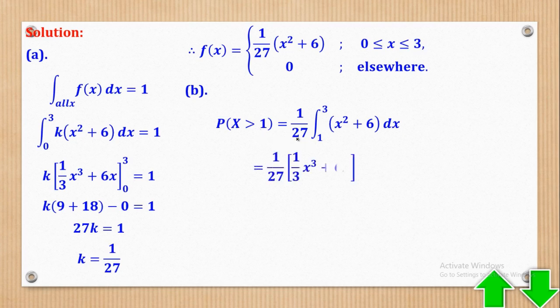So when I integrate, the formula still remains: increase the power by 1, divided by the new power. So integrating x squared gives me a third x cubed. Integrating 6 gives me 6x.